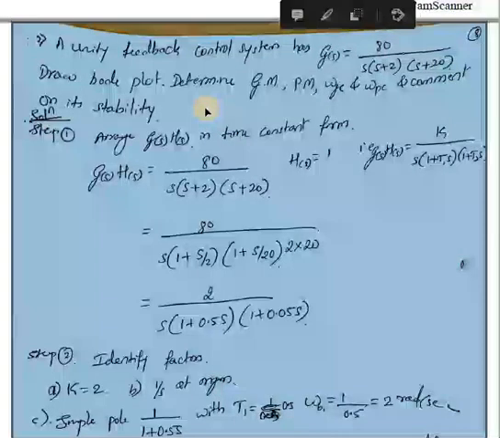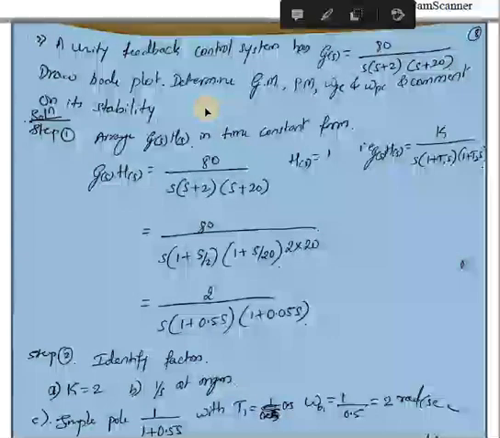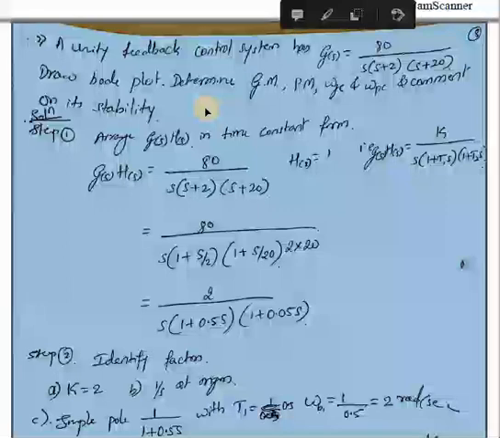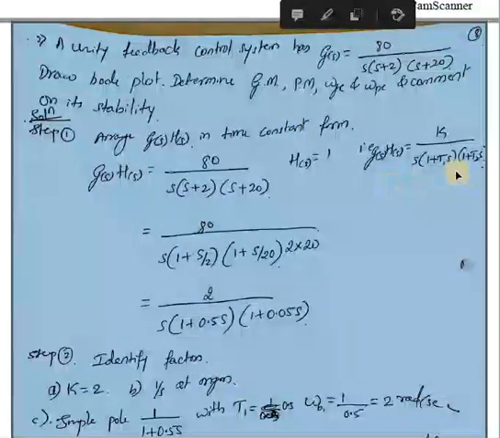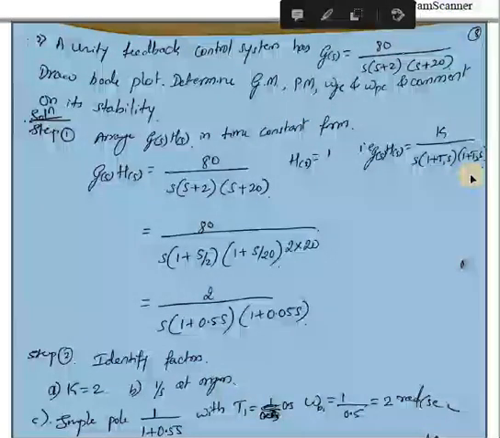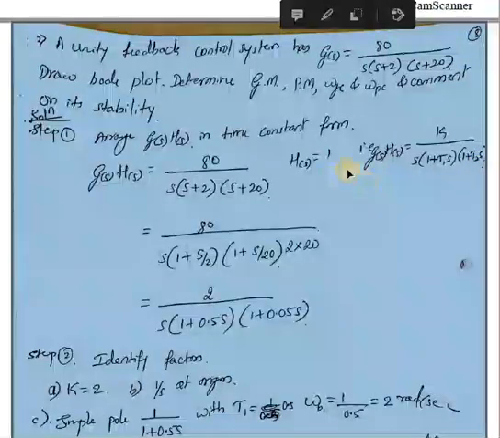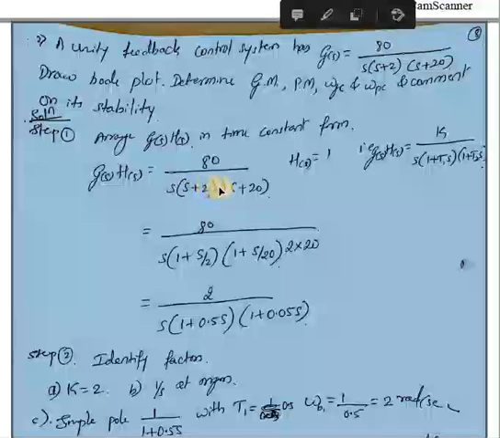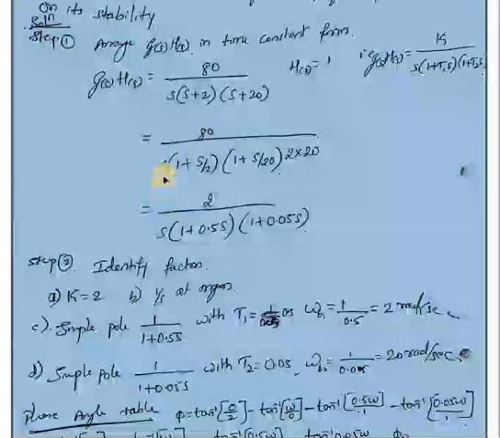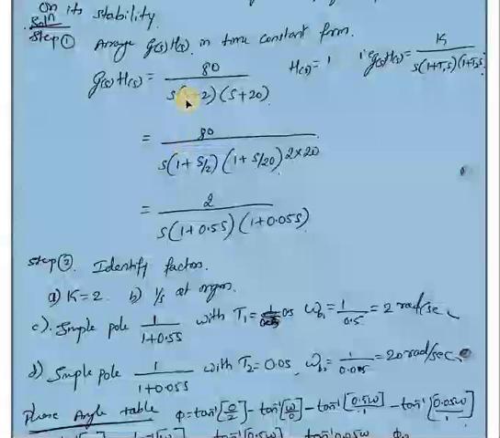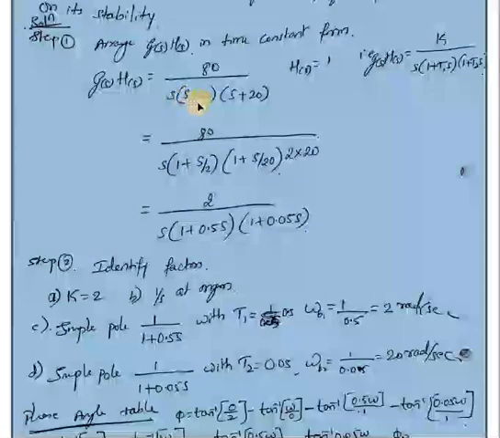stability. So the first step is, you have to check whether the given transfer function is in the time constant form or not. So here the time constant form is K divided by S into 1 plus T1S into 1 plus T2S. So if you compare this standard form to the given form, we first try to simplify that. So it is 80 divided by S into, here I should have 1 plus T of S.